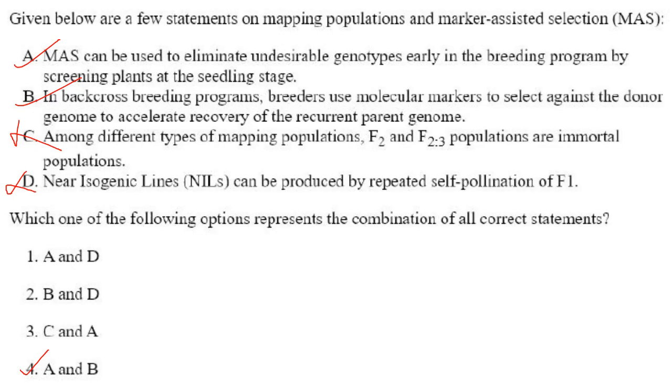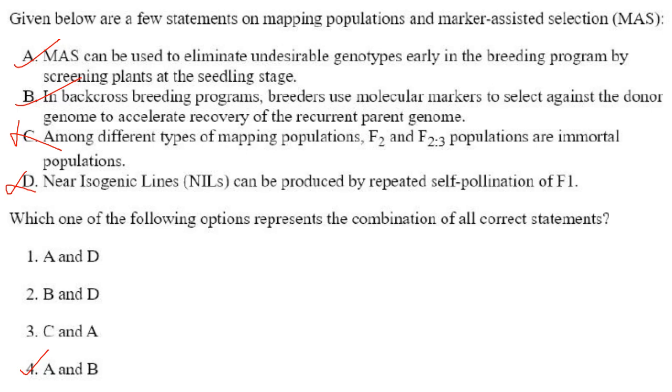Then next one. Given below are few statements on mapping population and marker assisted selection. Which of the following options represent a combination of all correct statements? Marker assisted selection can be used to eliminate undesirable genotypes early in the breeding program by screening plants at the seedling stage. That's correct. In backcross breeding programs, breeders use molecular markers to select against the donor genome to accelerate recovery of the recurrent parent genome. That is also correct.